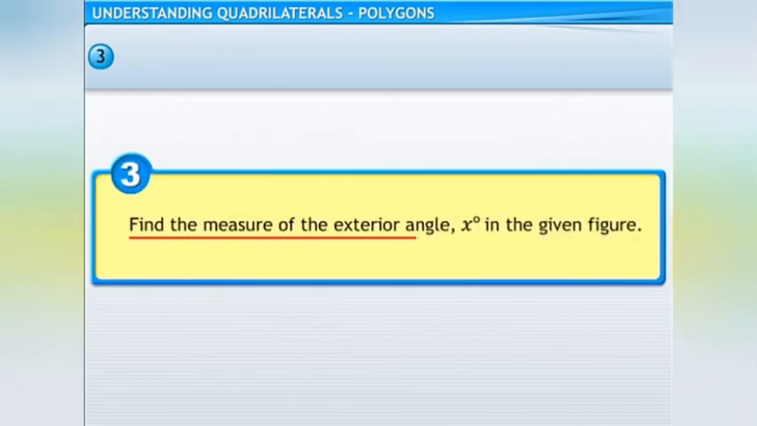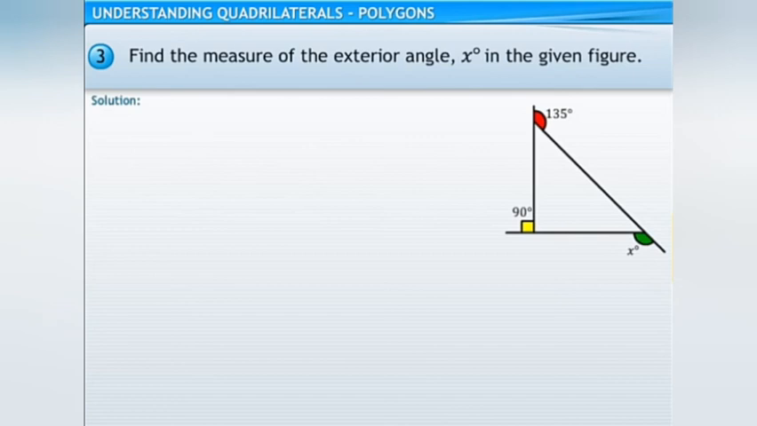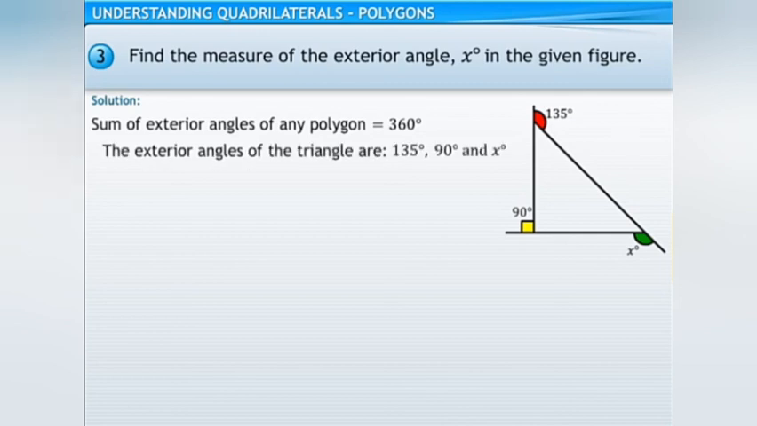Find the measure of the exterior angle, x degrees, in the given figure. We are given the exterior angles of a triangle. One of the 3 angles, x, is unknown. We need to find the measure of x using the other 2 known angles, 90 degrees and 135 degrees. We use the fact that the sum of the exterior angles of any polygon is 360 degrees. The exterior angles of the triangle are 135 degrees, 90 degrees, and x degrees.